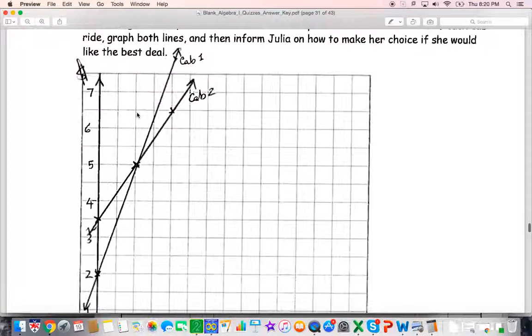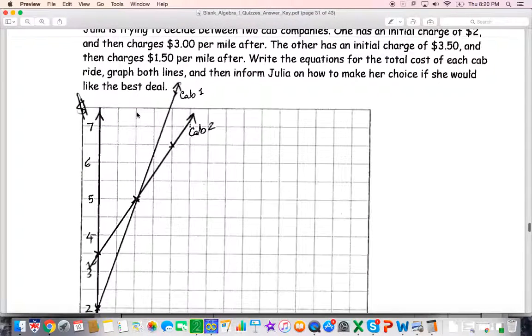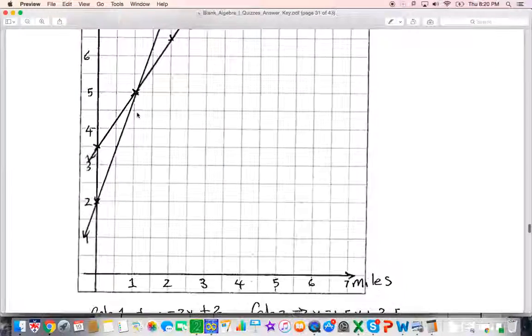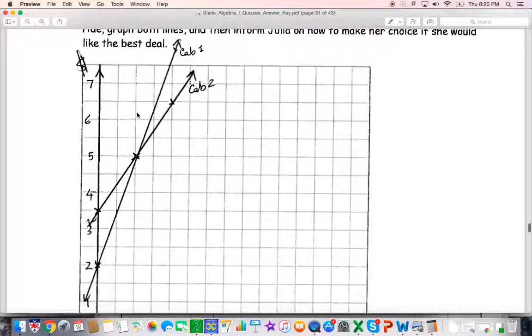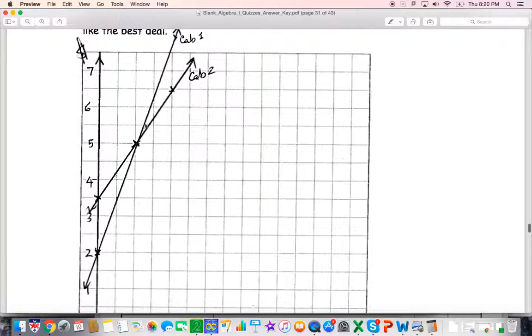Now, what's this question asking? It's asking to give Julia some advice. Well, the thing is, the advice isn't straightforward. Which cab should she choose? She's trying to save money. Well, if she's going a short distance, the second cab is more expensive. As you can see, she starts off paying more money.